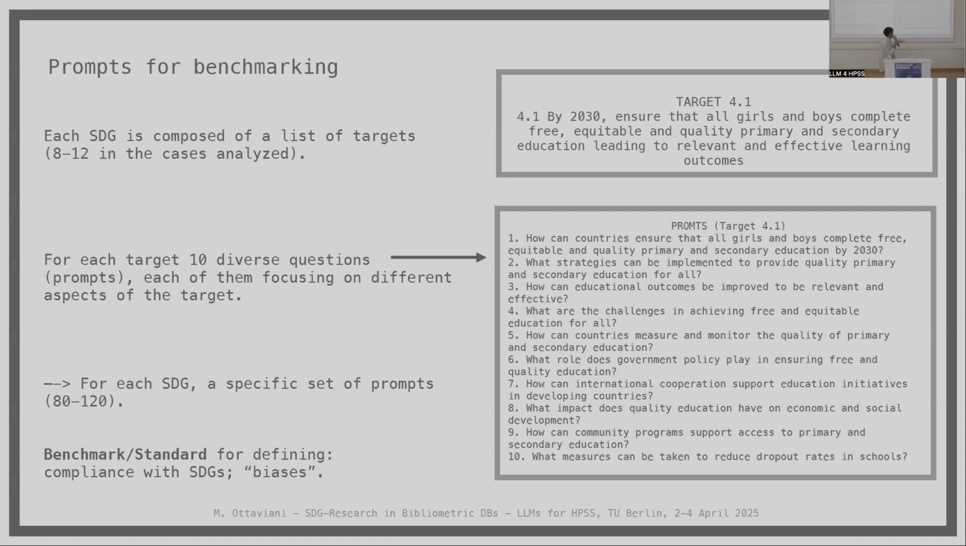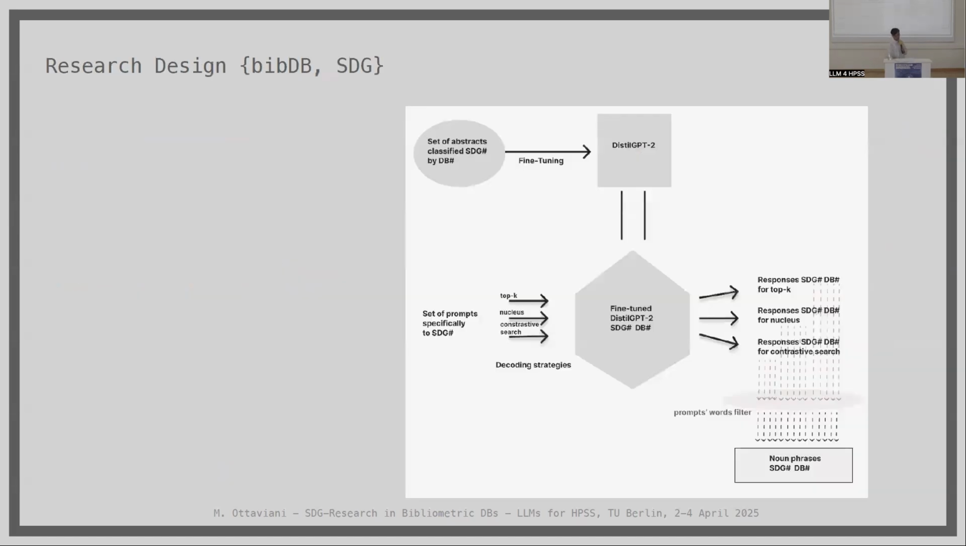They should reply to the prompts as it is on the targets, as it is actually what the SDG is asking for, and if it's not replying, information is missing. So said very roughly. So then I use that as a somehow standard for compliance with SDG and biases.